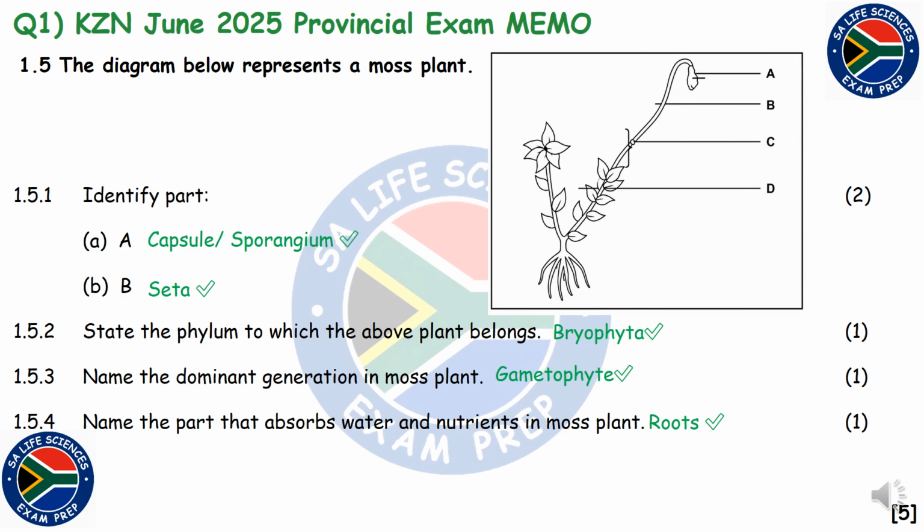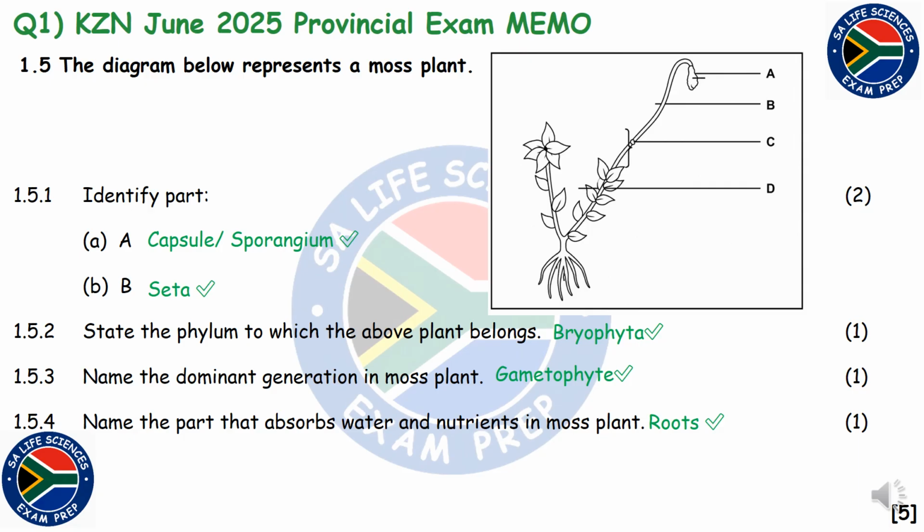spores can be released. Question 1.5.2 asks you to state the phylum to which the above plant belongs. The above plant is a moss, and mosses belong to the phylum Bryophyte. So that is 1 mark. Question 1.5.3 asks us to name the dominant generation in the moss plant. That would be the Gametophyte.